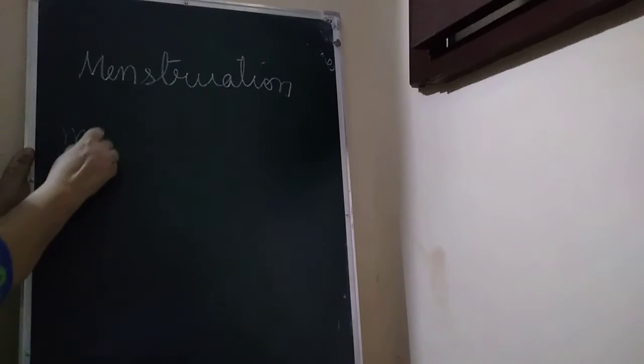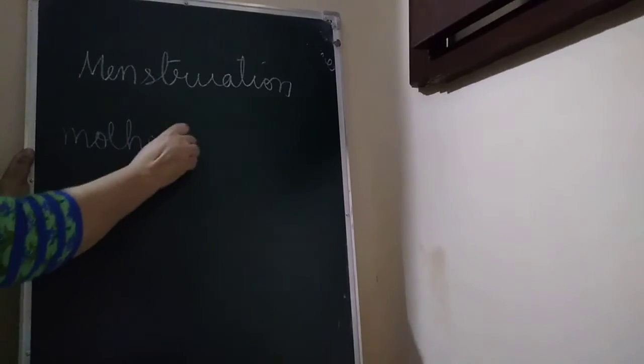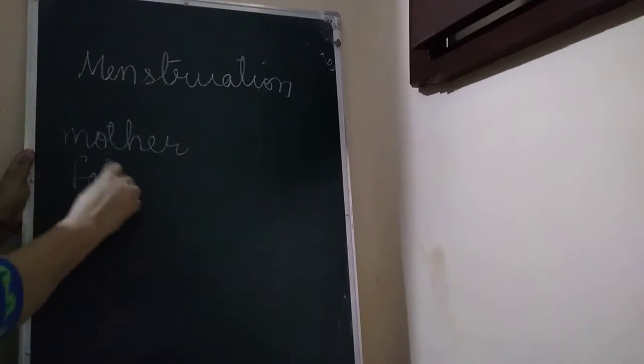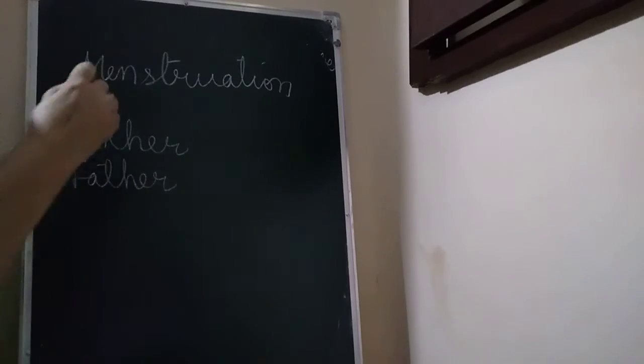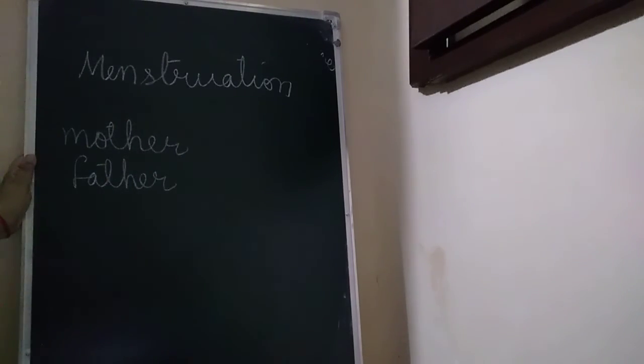Then, the zygote results from the fusion of the sperm cell from the father and the egg cell from the mother, as I have told you. So, hence it has the chromosomes and genes from both mother and father. Thus, the new individual inherits characteristics from both mother and father.